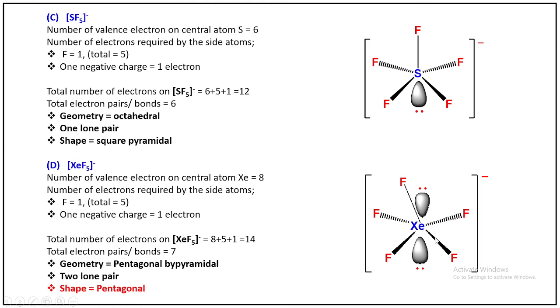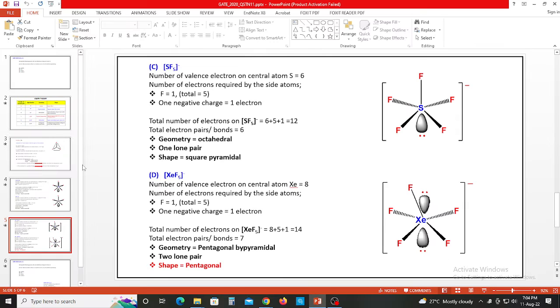Okay. If instead of 2 lone pairs, 1 lone pair is there, what will be the shape? Square pyramidal? No, this is a pentagon, no? Okay, pentagonal pyramid. Hexagon then? I will tell you.